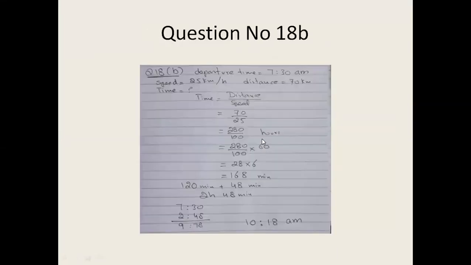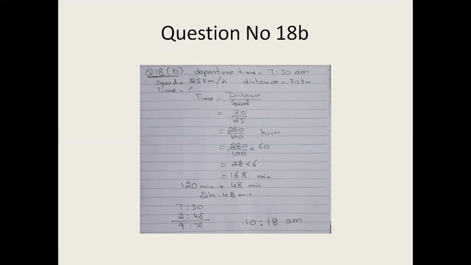So here we go. The departure time is 7:30 a.m. The speed is 25 kilometers per hour. The distance is 70 kilometers. So how much time will it take? The time is equal to distance divided by the speed. Distance is 70 kilometers, the speed is 25 kilometers per hour. So you will have 280, I multiply upstairs and downstairs with the 4. So you will have 280 divided by 100, and that is hours.